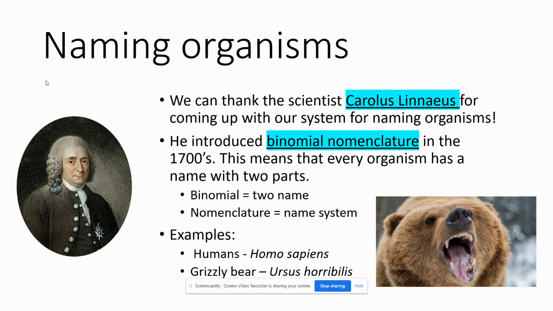So if that's confusing to you, maybe you have heard that humans are called Homo sapiens. So there are 2 parts to our name. That is our scientific name. So the first part would be Homo, the second part would be sapiens. A grizzly bear's scientific name is Ursus horribilis.